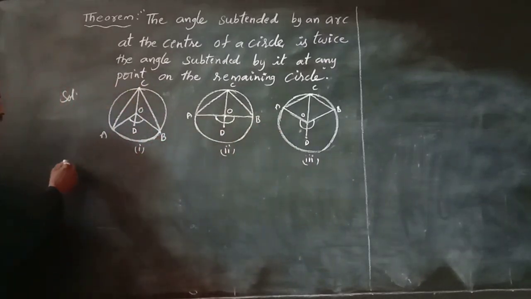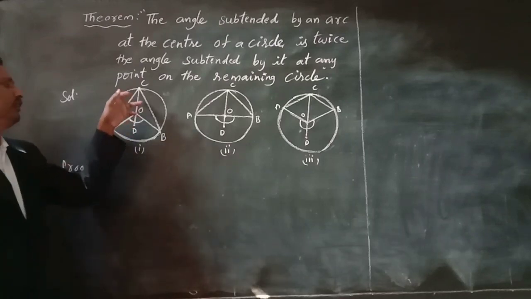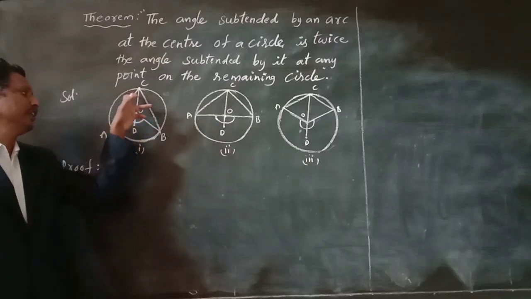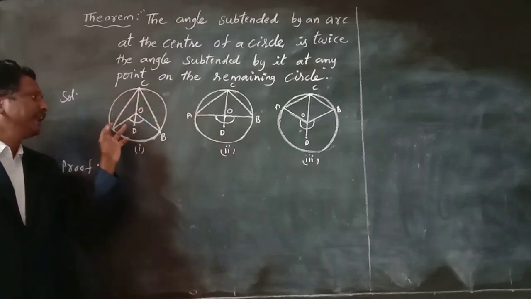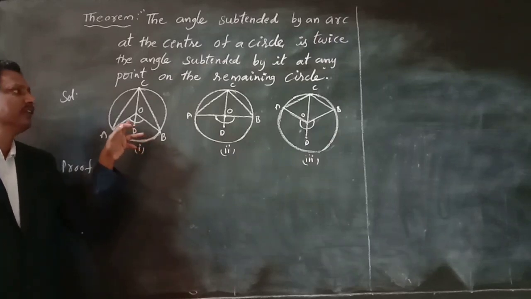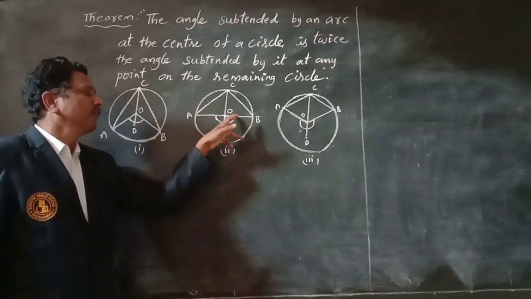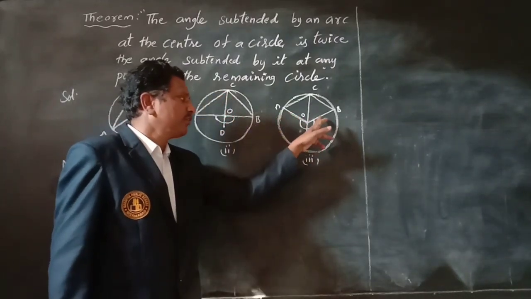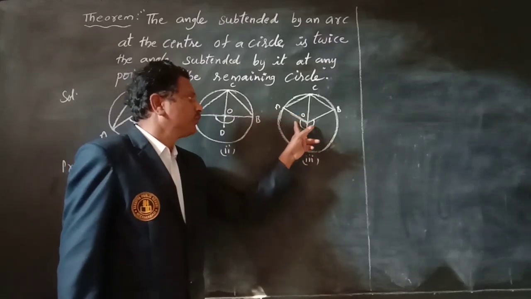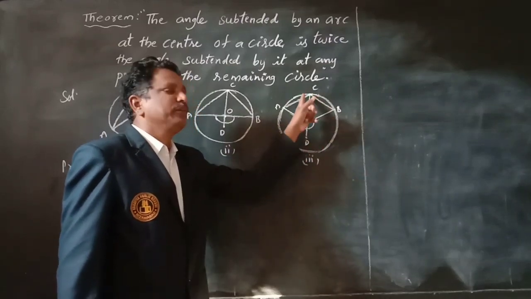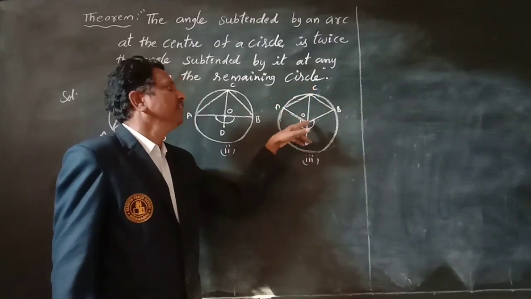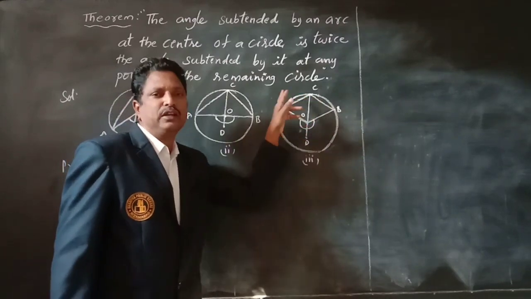So how to prove this? See, the proof. Suppose angle ACB is 60 degrees, here 120. Or angle ACB is 30 degrees, then angle AOB is 60 degrees. Here it is 180 degrees, so here it is 90 degrees. Like this one. Suppose here AOB is 200 degrees, then what is the angle ACB? It is 100 degrees. The angle at the center is double the angle at the remaining arc.